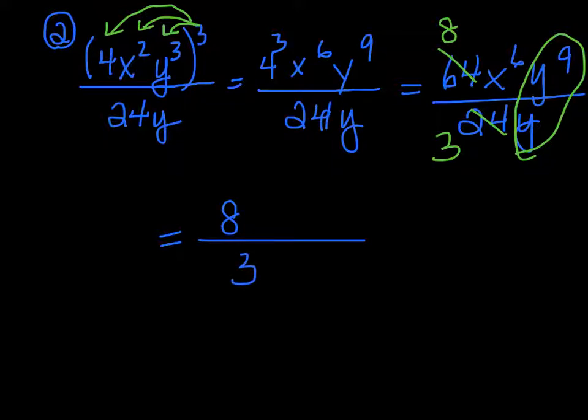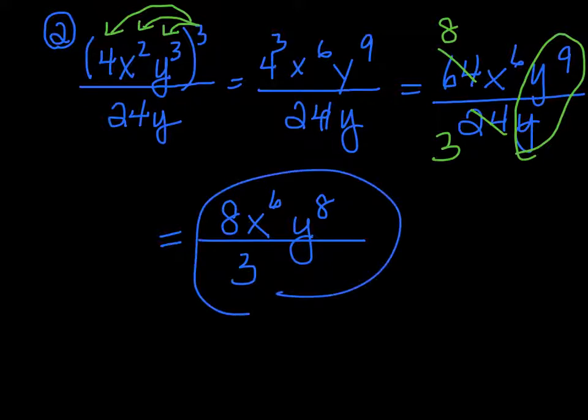Now x to the 6th, there's no other x's there, so we're just going to bring that down. And then we will be left with y to the 8th in the numerator. Okay, because if you look at this, we have a y to the 1st here, and we have a y to the 9th here. So if I cancel a y from both the numerator and the denominator, I'm left with 8 more y's left in that numerator. Okay? So then this would be our answer for number 2.